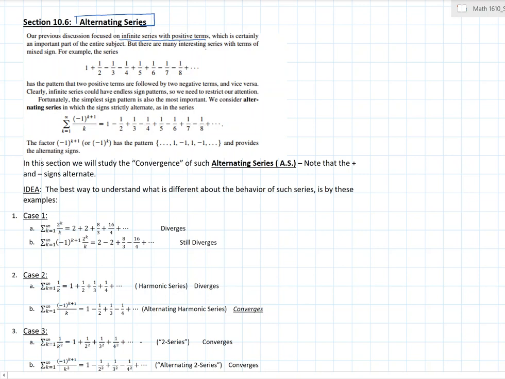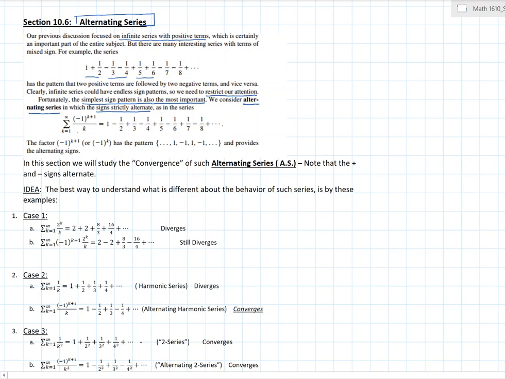But then there are many interesting series where the terms have mixed signs. For example, in this series, two terms are added, then two are subtracted, then two are added, and so on. Now, this may look interesting, but there is no end to these kinds of patterns. So we need to restrict our attention. First we look at the simplest sign pattern, and it turns out that it is also the most important. So we are going to consider what are called alternating series, in which the signs strictly alternate.